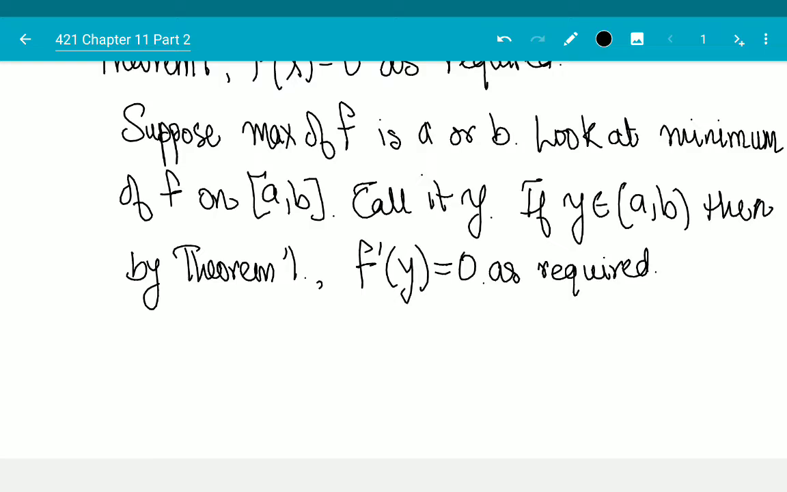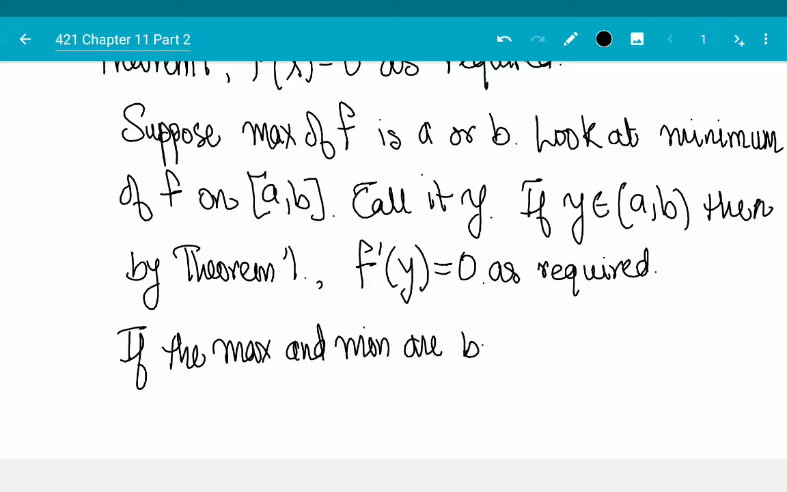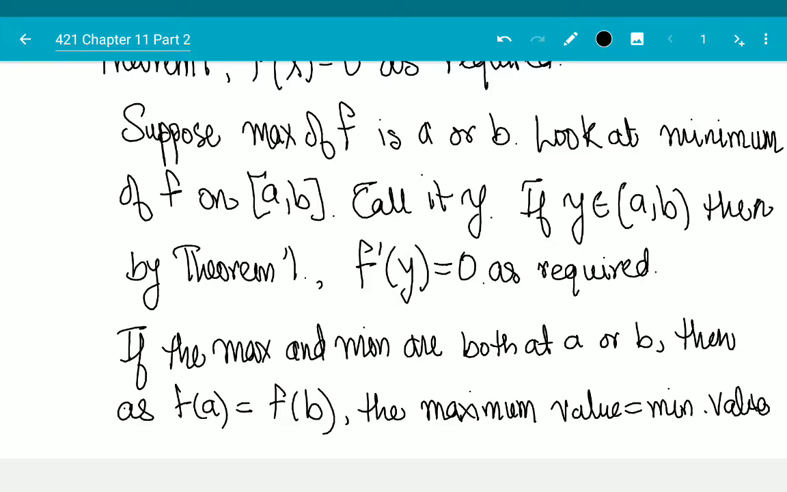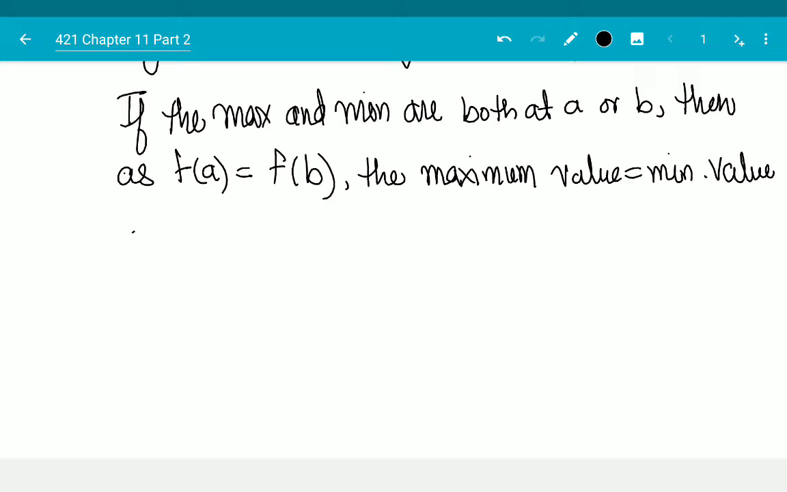Now, suppose the minimum is also one of a or b. If the max and min are both at a or b, then because I assumed that f of a is equal to f of b, the max and min are equal. The maximum value is equal to minimum value, right? And the only way that can happen is if my function is constant. Therefore, f is a constant function.